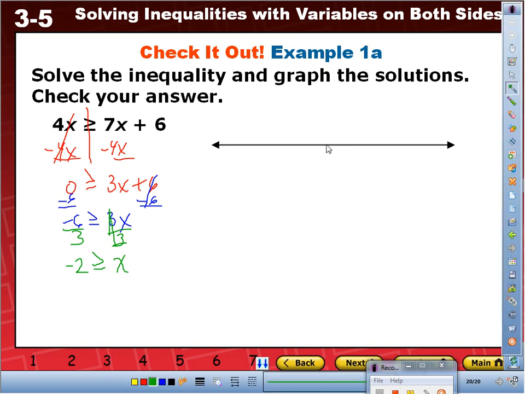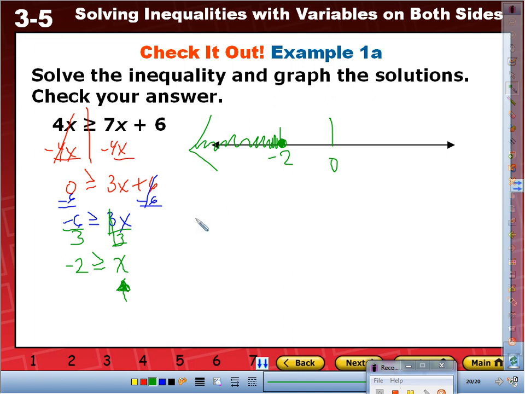Okay? Let's graph this. We got 0, negative 2. Does it include the point? Yes, because it's got an or equal to. Negative 2 is greater than x. What numbers can you think of that negative 2 is greater than? Think about it. So therefore, everything to the left. Solution set: x such that x is less than or equal to negative 2.